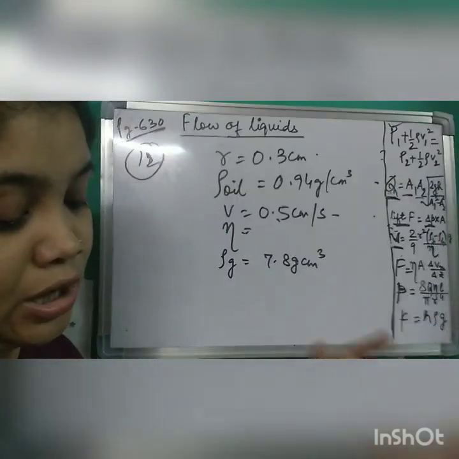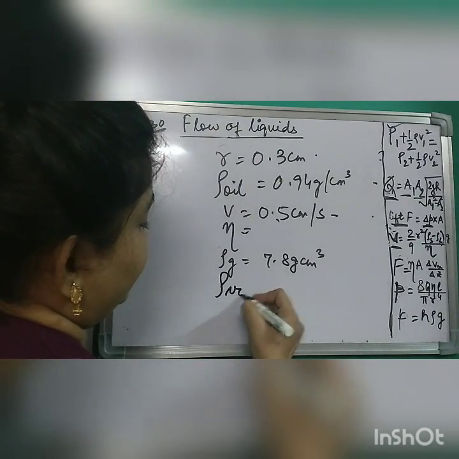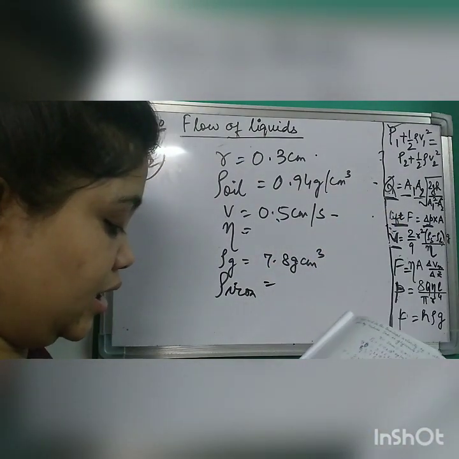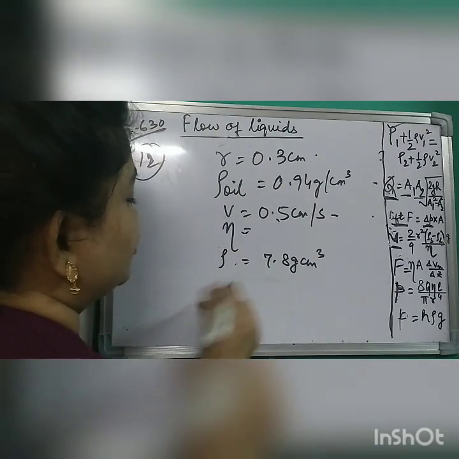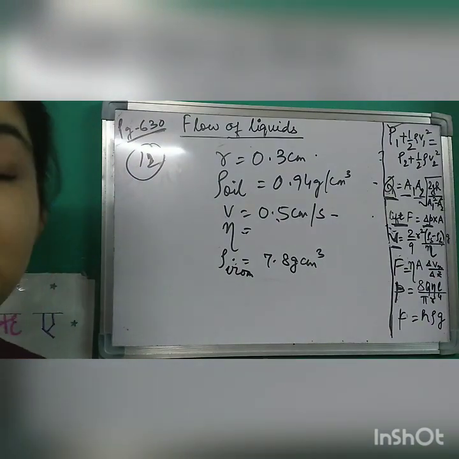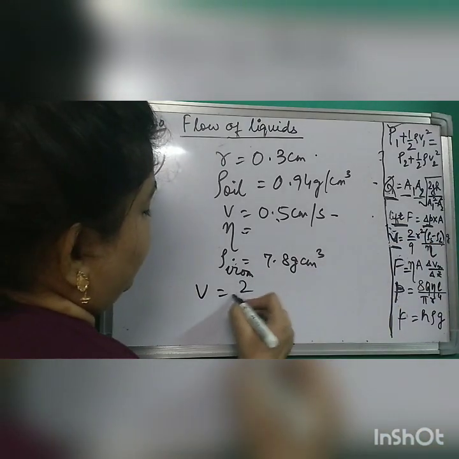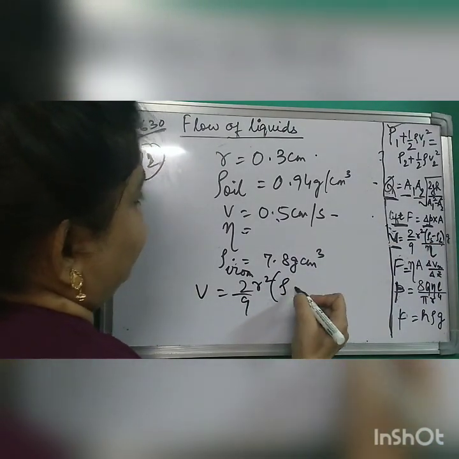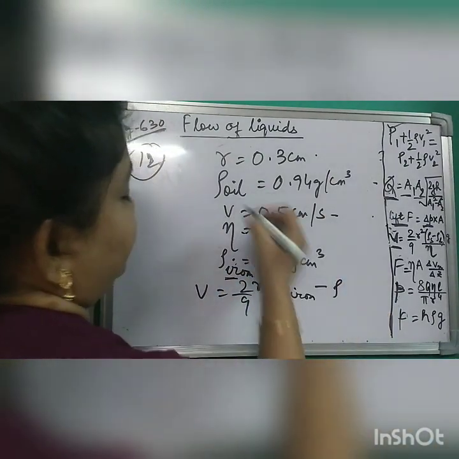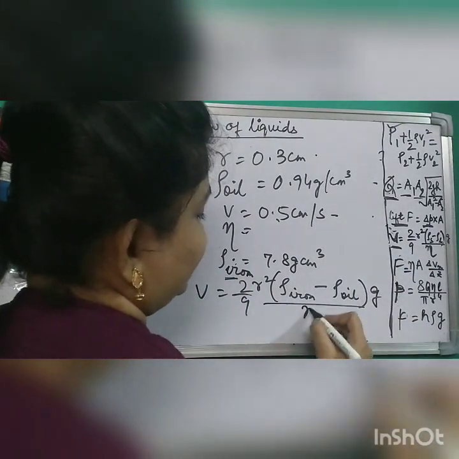If you look at your book, the density of iron is given as 7.8. I have already written it, it's not g, it's iron. So our density of iron is 7.8 gram per centimeter cube. Let's do the sum. So we'll put the terminal velocity, v = 2 by 9 r square (rho s minus rho l) g by eta. Rho s means here iron, and rho l is the oil, the liquid.